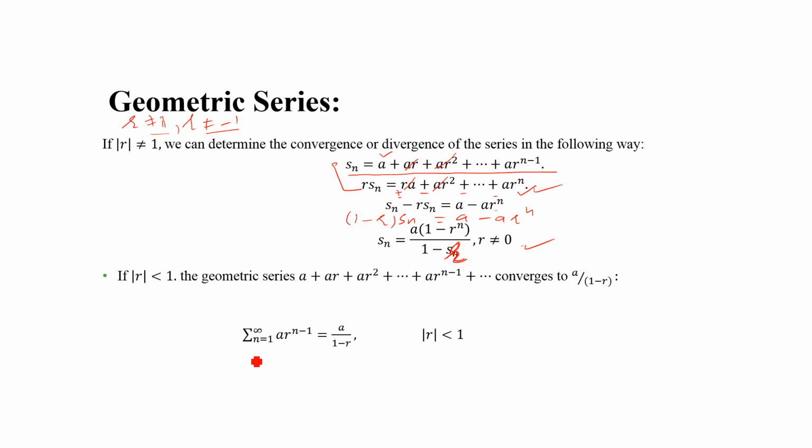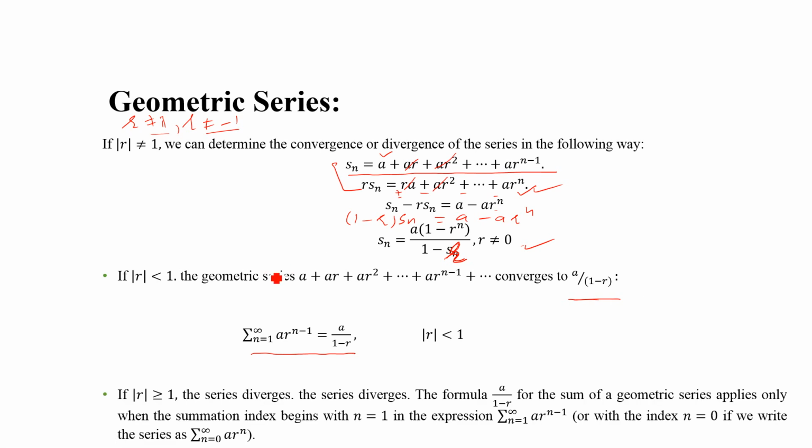And we can write the sum of the series is equal to a over 1 minus r because the series is convergent and it has a limit. And if r is greater or equal to 1, in case of r is equal to 1, we have already seen that |r| equal to 1 gives us a divergent series.